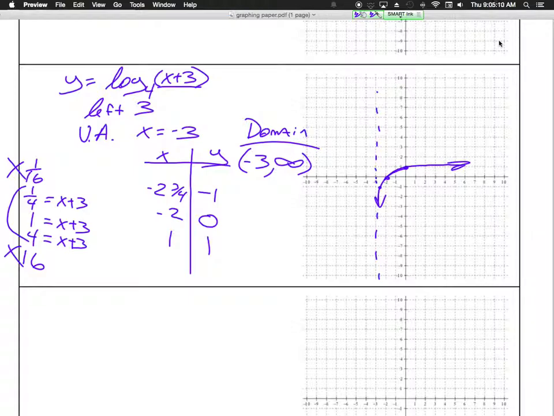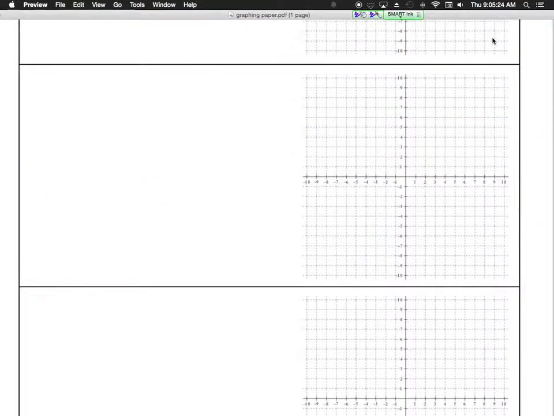All right. Let's try another one. And I get y equals log base 3 of x plus 7 and then minus 2. So that means it's gonna move left 7 and down 2. Left 7 and down 2, I agree.